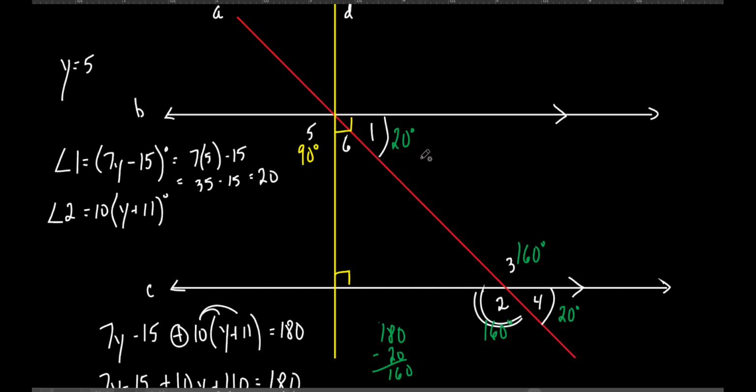Subtract what from what? Is it 180? No, because look at angle 1 and 6. They don't make a straight line. What do they form? 1 and 6 together form a what kind of an angle? A right angle. Very good. All right, so 1 and 6 add up to be what? 90. I know angle 1. That's it. 90 minus what? 20, which is 70. All right, so angle 6 is 70 degrees.